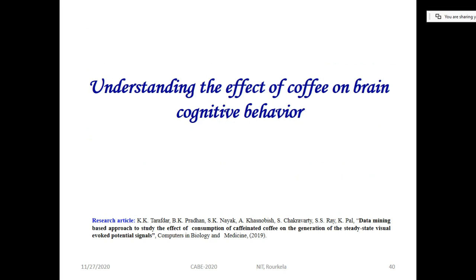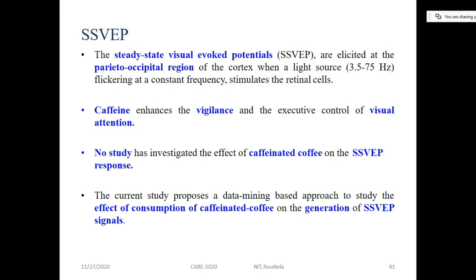So now I come to understanding the effect of coffee on brain cognitive behavior. In this study, we have used steady-state visual evoked potentials, SSVEP signals, which basically excite the parieto-occipital region of the cortex, when a light source of 3.5 to 75 hertz is flickered at a constant frequency.